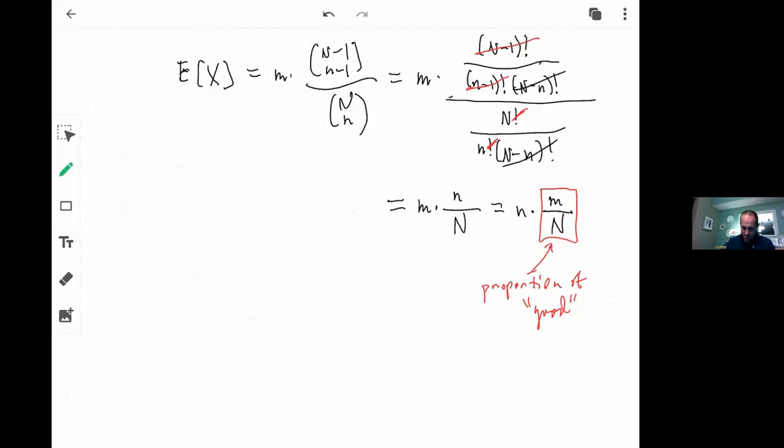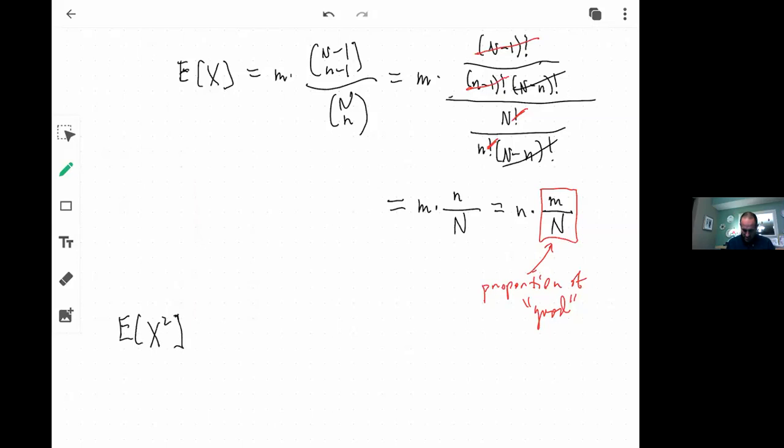so what I want to do right now is actually start looking at something else. I want to look at the square of X. Why would I want the square of X? Well, because I might be interested in things like the variance, for instance. Okay. So what about the square of X? How would you compute the expected value of X squared?